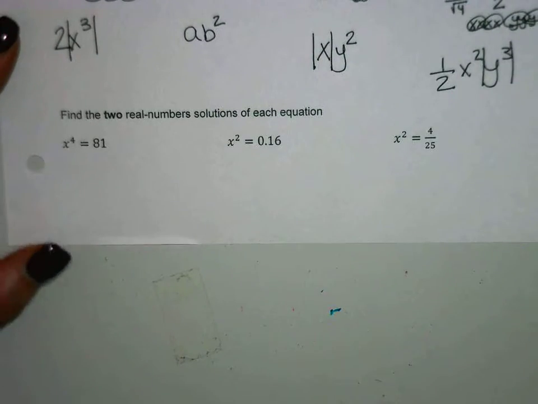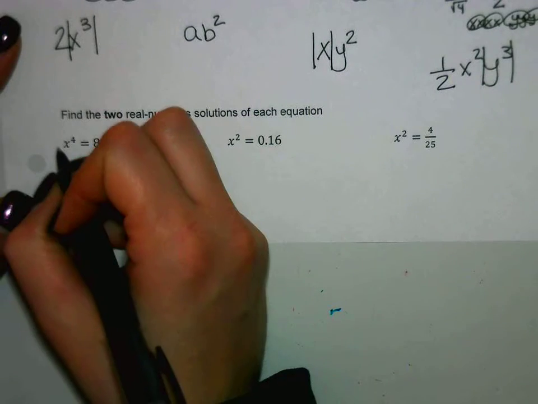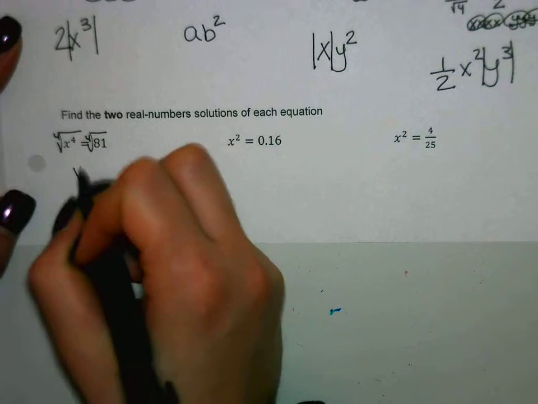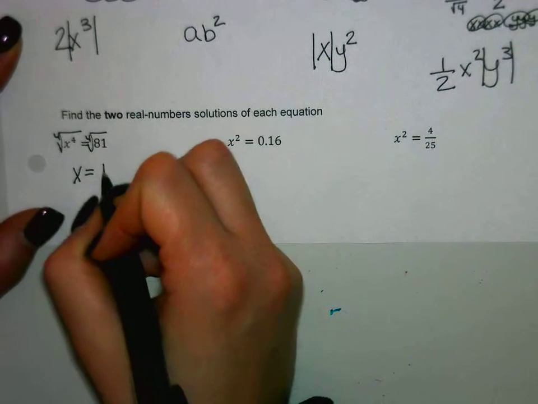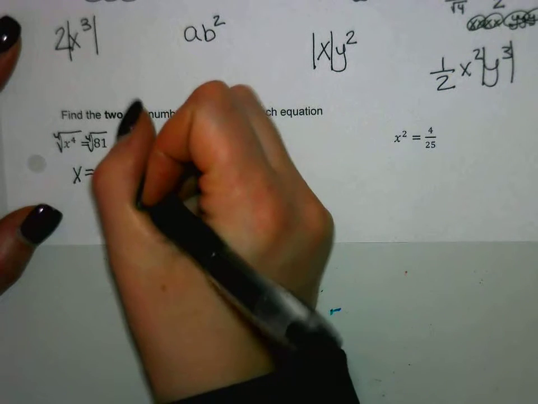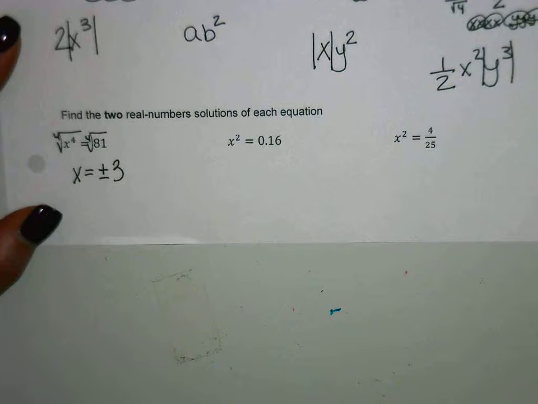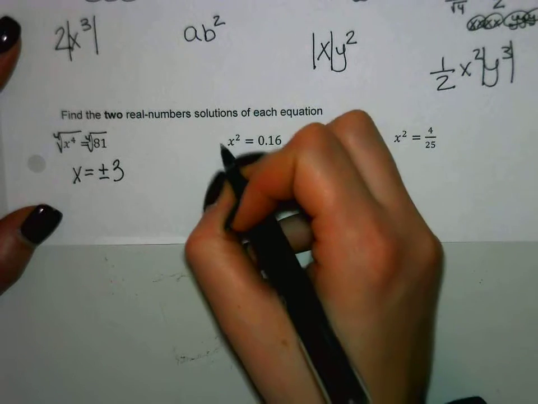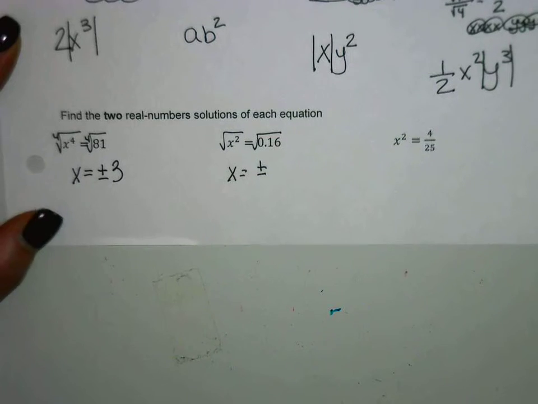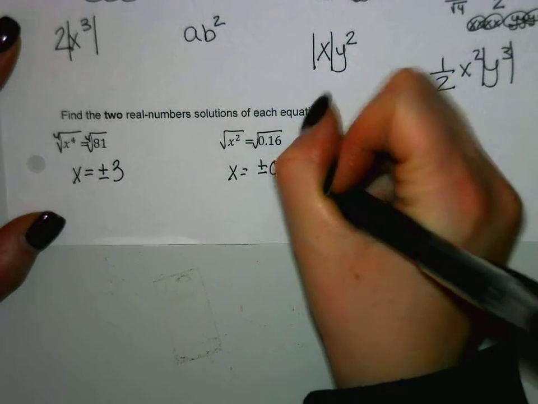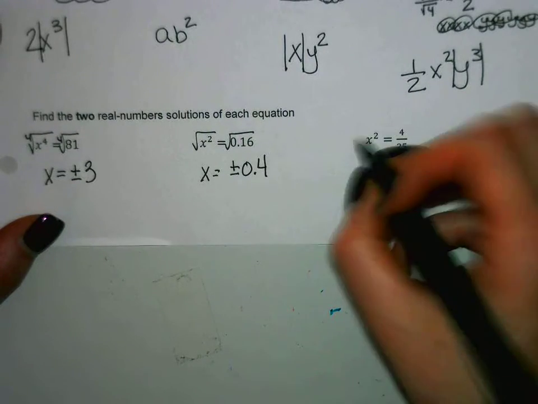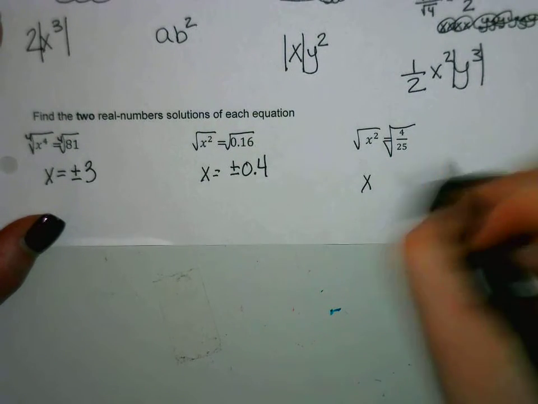So let's find the 2 real number solutions for each equation. If we take the fourth root of both sides, we end up with x equals plus or minus the fourth root of 81, which is 3. In x squared, we take the square root of both sides. So x equals plus or minus 0.4, or 4/10.